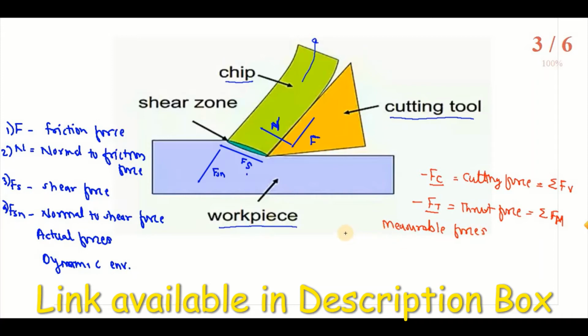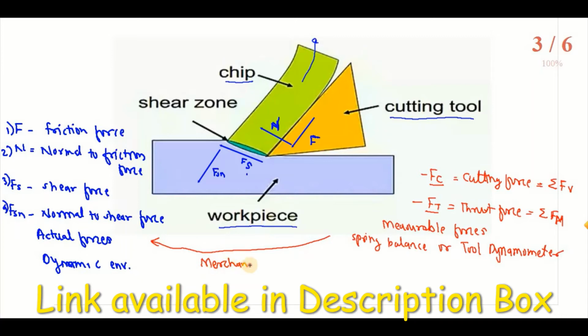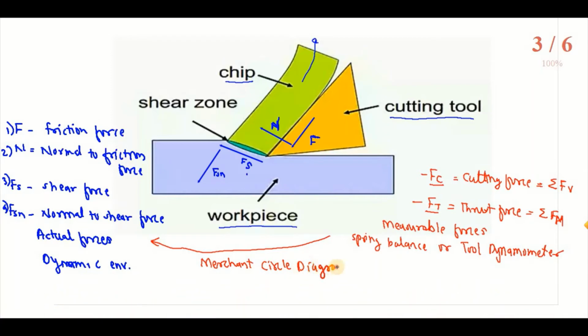Either we can measure them by using a spring balance or by using a tool dynamometer. By using that we can measure this Fc and Ft, and if we measure these values of cutting force and thrust force, we can easily find out the actual forces which are generated, and this relation is given by Merchant, and the diagram is called the Merchant circle diagram.